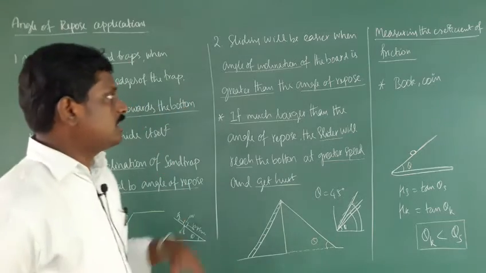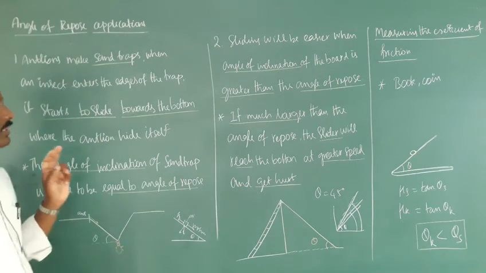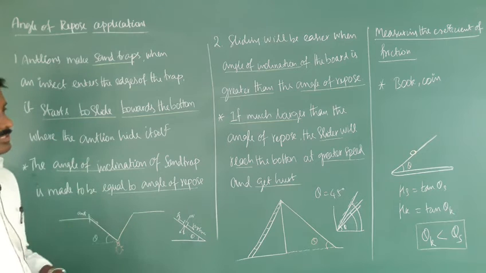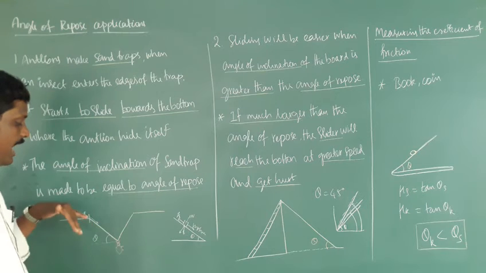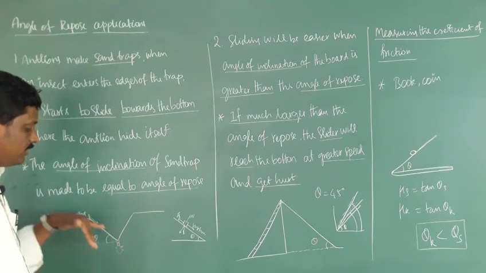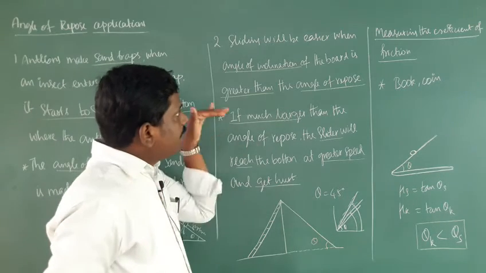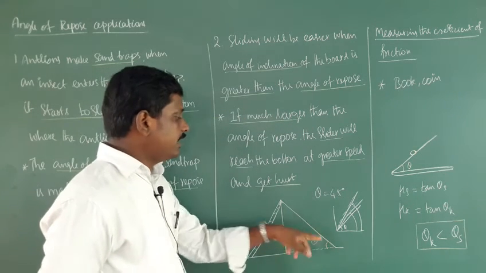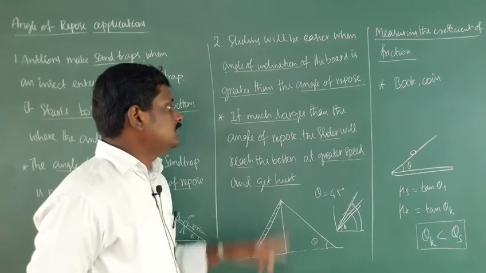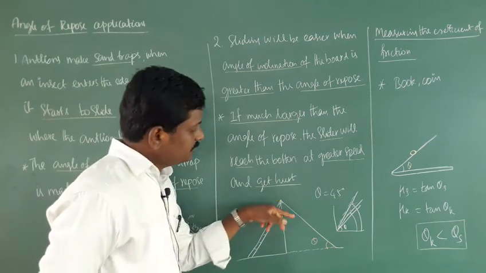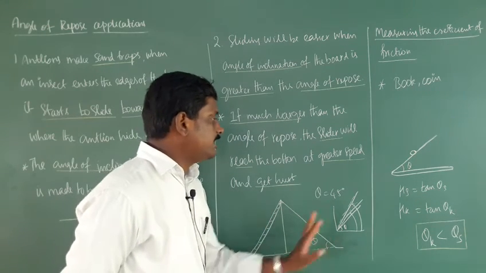They may ask in 2 marks, what are the applications of angle of repose? First, ant lions make sand drops. The sand drop angle, that is the angle of inclination, should be equal to the angle of repose. For sliding, the angle of inclination of the board is greater than the angle of repose, but if it is much larger than the angle of repose, the slider will reach the bottom fast and get hurt.